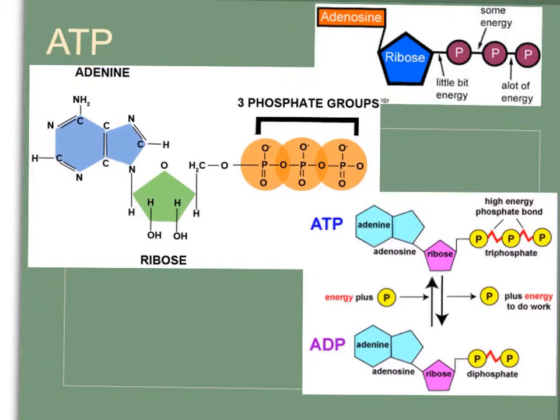Notice that between the ribose and the phosphate we have a bond with a little bit of energy in that bond. Between the first and second phosphate we have a bond, and it has some energy, but the most energy is held in the bond between the second and the third phosphate. So that when ATP is used as an energy source, this bond breaks between the second and the third phosphate, and it releases an inorganic phosphate plus energy in order to do the cell's work.